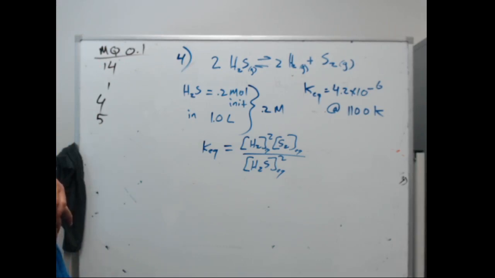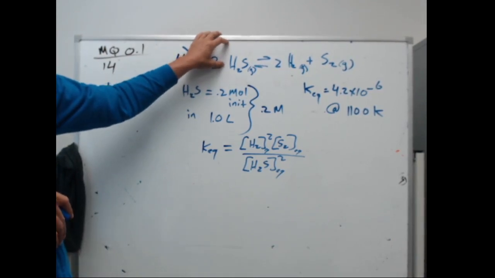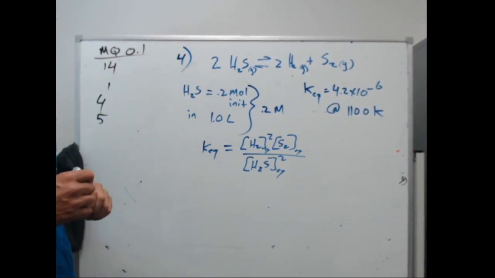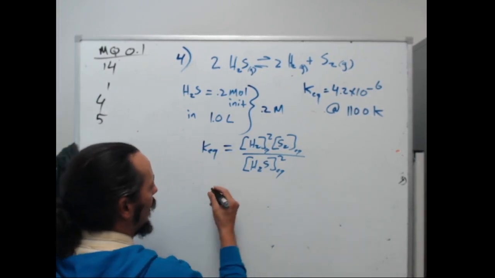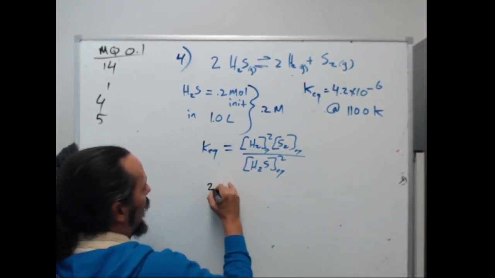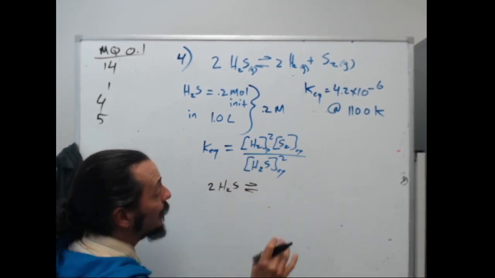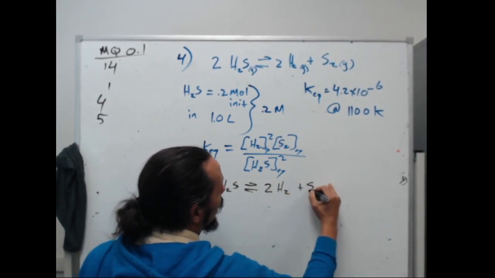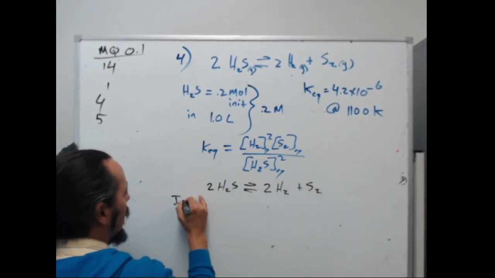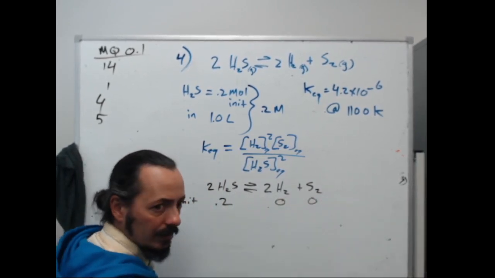What we need to do is figure out how we go from this initial state to this equilibrium state. That sounds like an equilibrium problem to me. So I'm going to set up space for my equilibrium table. I'm going to have my 2H2S, those two. Notice I'm using double arrows now because we've got equilibrium stuff going on. 2H2 plus S2. My initial is 0.2, 0, and 0.